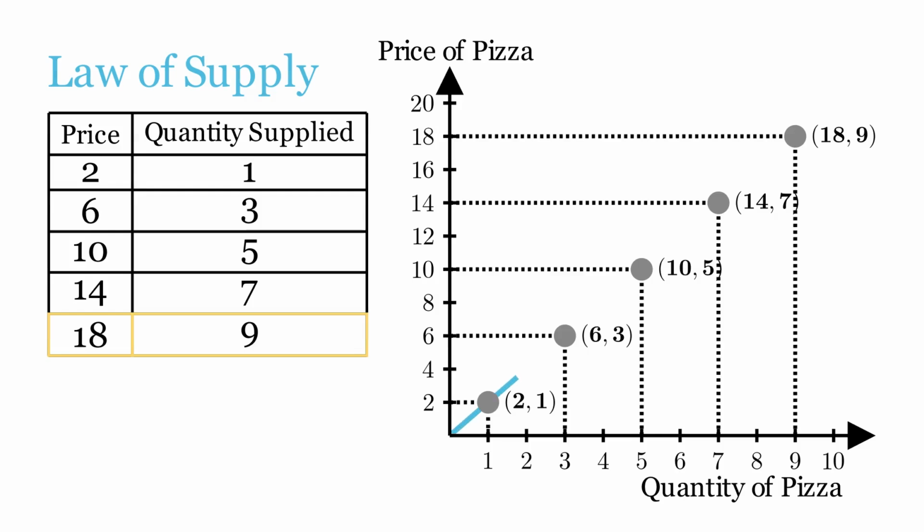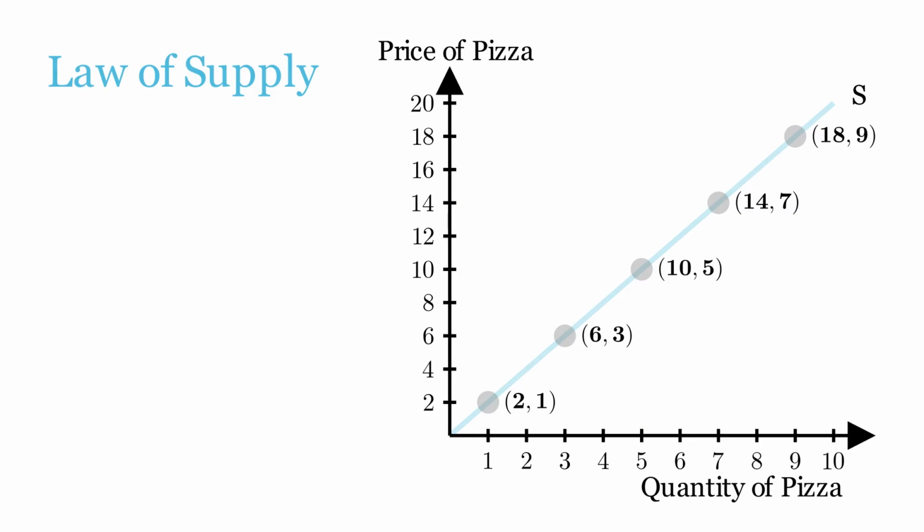If we join all these dots with a line, we get a supply curve, which is upward sloping. This upward slope shows the direct relationship between price and quantity supplied, meaning that as price increases, quantity supplied increases and vice versa. We are currently using table data to plot our graph.